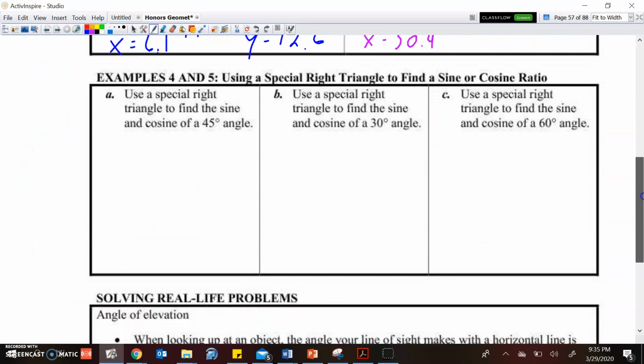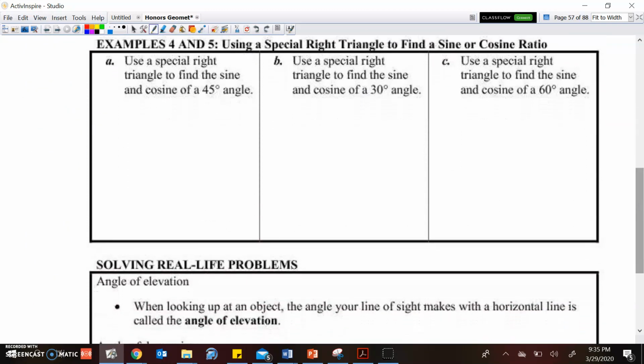Okay? All right, we're going to scroll down to examples 4 and 5 and finish up with some real life problems. So we always want to remember how everything connects, which is kind of the cool thing about math. So here they want us to use special right triangles to find the sine or cosine ratio. So they want us to figure out that ratio using what we know about special right triangles. So a special right triangle to find the cosine of a 45 degree angle.